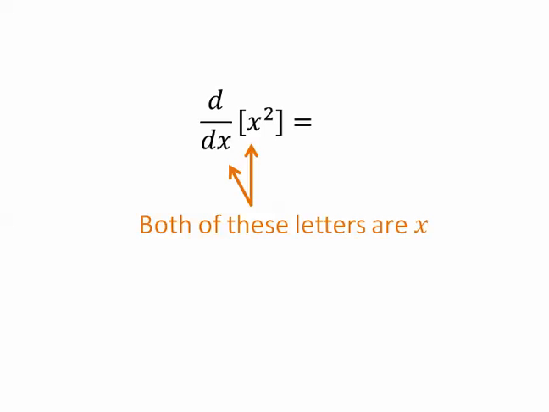Here, I'm taking the derivative of x squared with respect to x. The letters are the same, and the derivative is what you think it is, 2x.